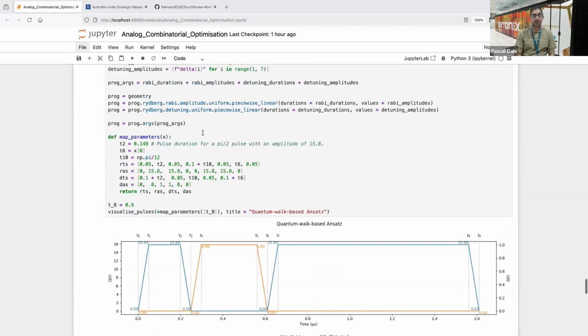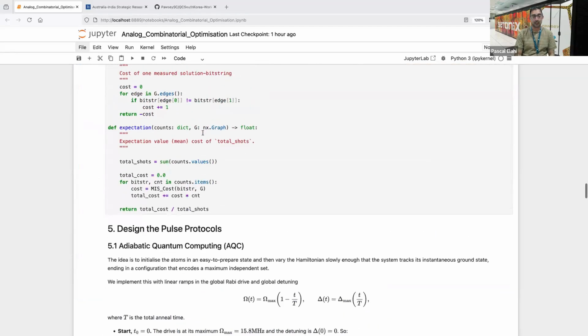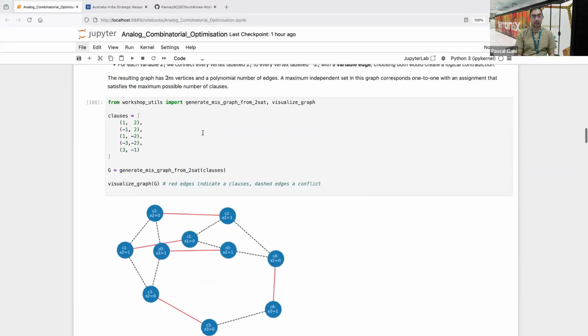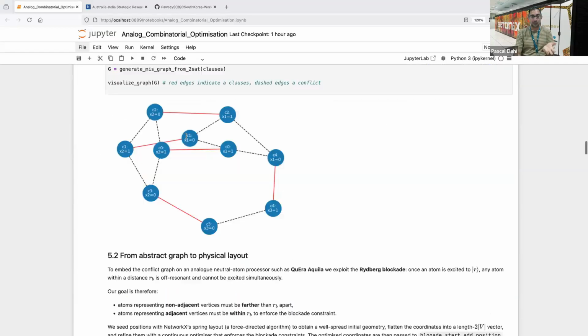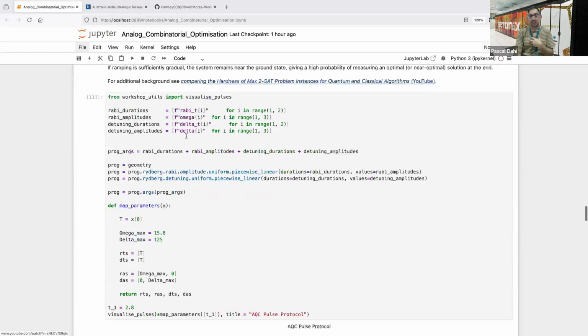But in this case, it's specific to the max 2-SAT problem. Hopefully this notebook is informative for you to start exploring how you might want to pose problems for Aquila that would be MIS-like. And then there is a specific element, which is not adiabatic evolution, that's informative for you.